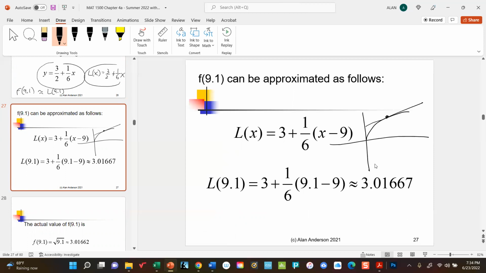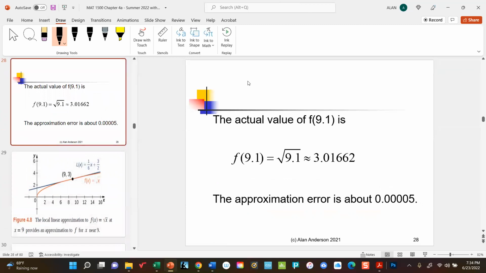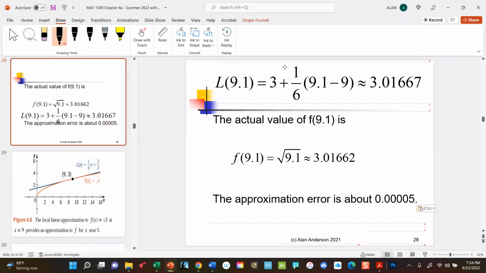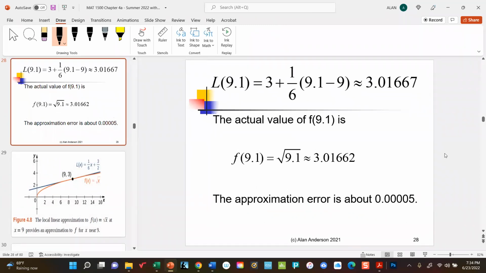Okay, now what is the real value of the function when x equals 9.1? That's the interesting question. How far off is this? Well, it turns out to be approximately 3.01662. So the difference is quite small, 0.00005. Now, depending on what you're trying to do, that might be plenty close enough.